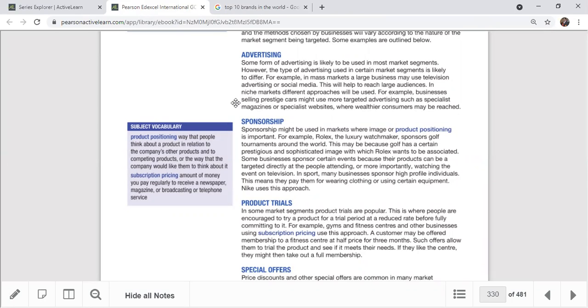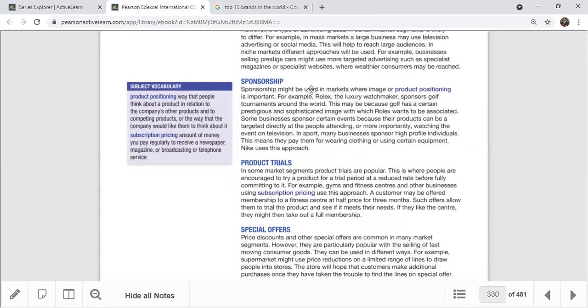In niche markets, different approaches will be used. So in a large mass market, with high competition and a large number of players, competitors, we have to advertise more. But in a niche market, you don't need to advertise much, because there's huge customer loyalty and a few customers. Right? So they use specialist magazines, specialist websites, and wealthy consumer reach.